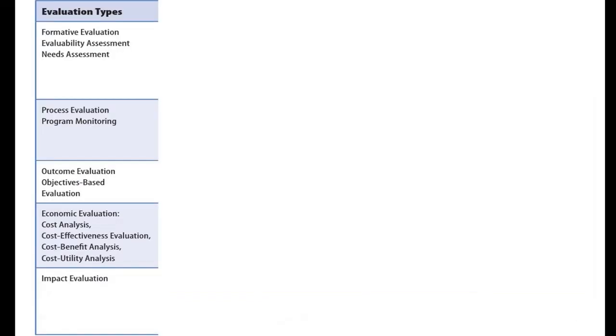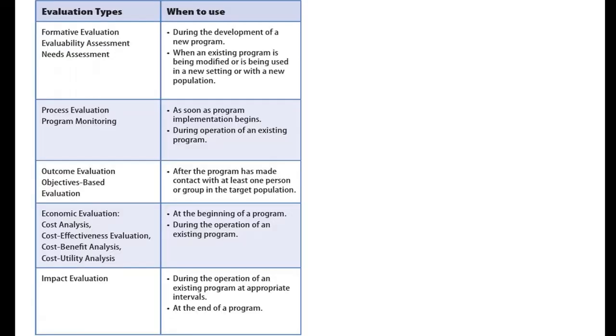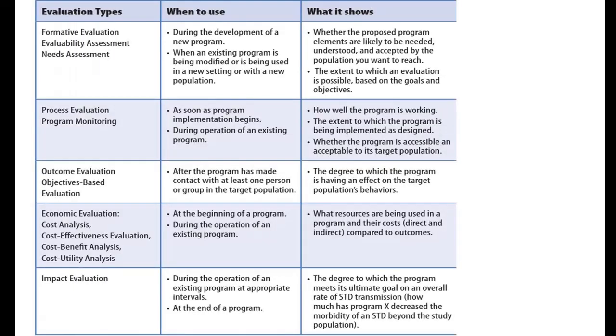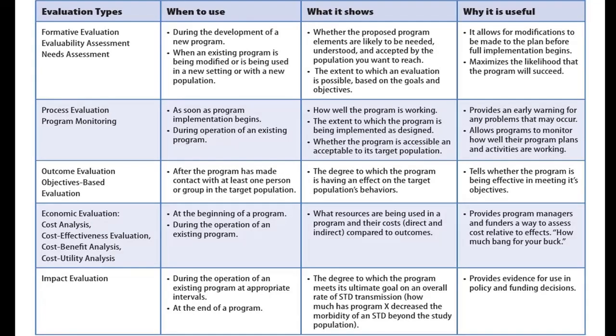Now let's discuss these evaluation types, when to use them, what it shows, why it is useful. The different types of evaluation on this slide: this formative evaluation, which is also called evaluability assessment, needs assessment. And this is process evaluation, also program monitoring, then outcome evaluation, which is also called objective based evaluation. And then economic evaluation, you also can do cost analysis, cost effective evaluation, cost benefit analysis, cost utility analysis, impact.